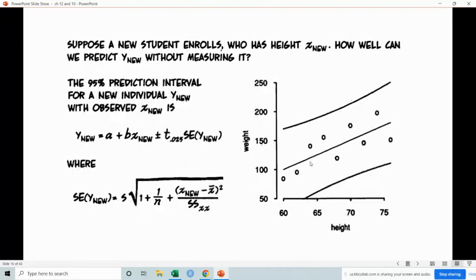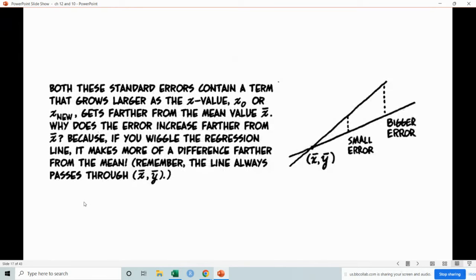Suppose a new student enrolls who has a height of some new x value. How well can we predict the new weight without measuring it? If we look within our 95% prediction interval, based on our confidence interval, for a new individual y new with observed x new, y new equals a plus b x new plus or minus our t value for 0.025, corresponding to 95%, times the standard error of y new. And that gives us this equation. But we shouldn't have to calculate that out manually, so don't worry about it too much right now.